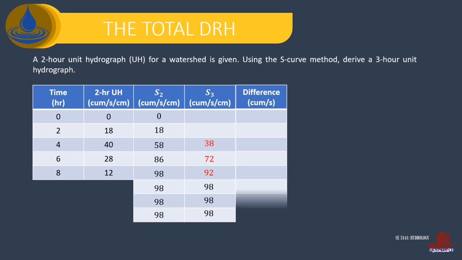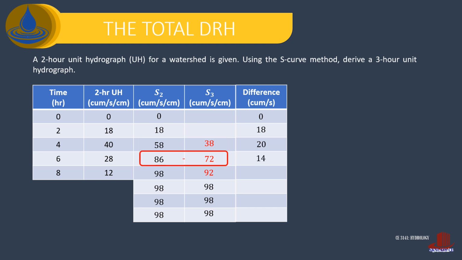After the lag, take the difference of the two S-curves. T0 has 0, then 18 at T2. Next is 58 minus 38, which is 20 at T4, followed by 86 less 72, or 14 at T6. At T8 is 98 minus 92, which is 6. Then having 98 for both curves, the remaining differences are 0.